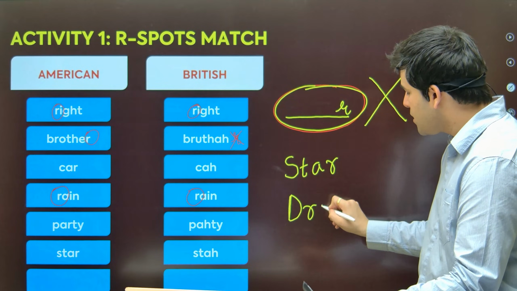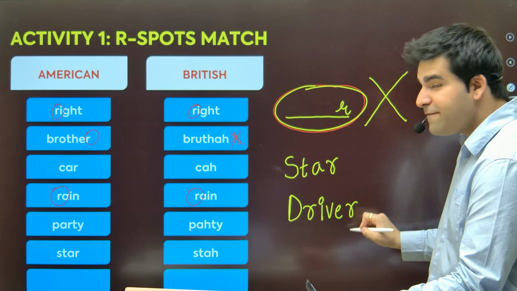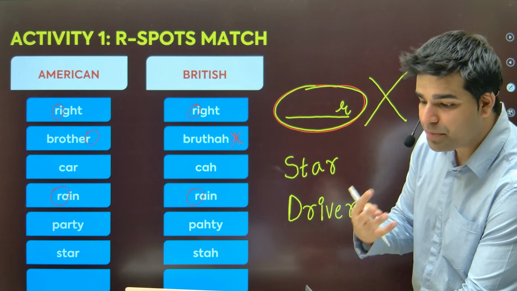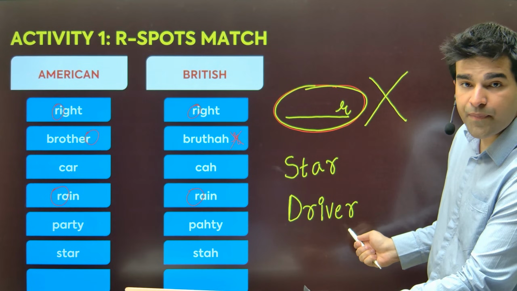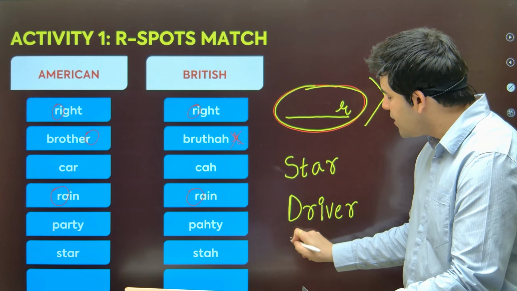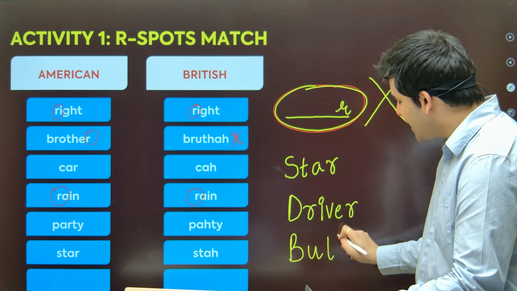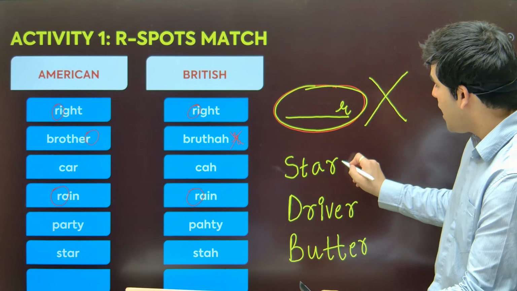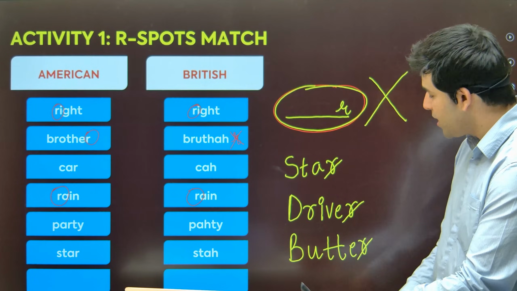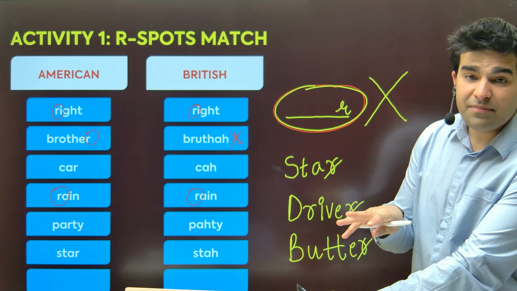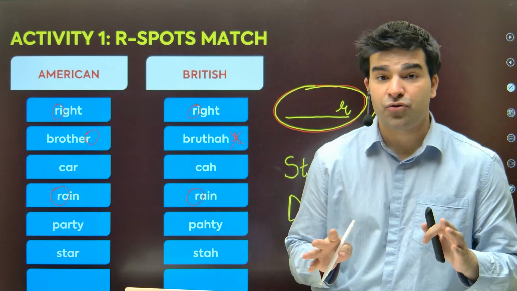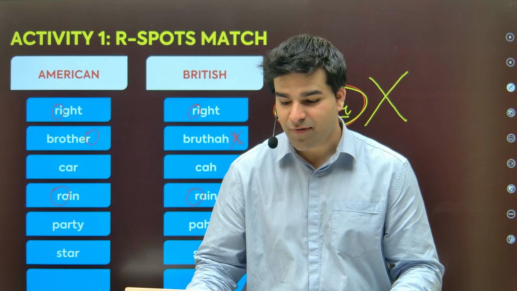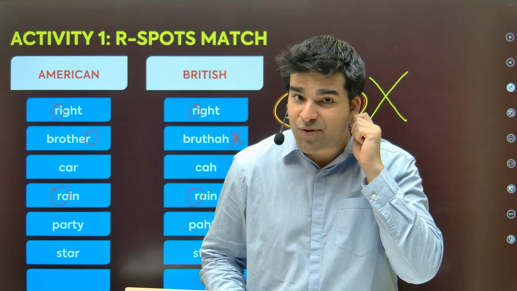In the word driver, it is driver. Keep repeating after me. Driver. For example, in the word butter, it's going to be butter. So R is silent basically. We don't pronounce it. Okay? Pick any word. It's a fundamental universal rule and it applies everywhere. There are no exceptions to this rule. I repeat, there are no exceptions to this rule. It's a very important rule.